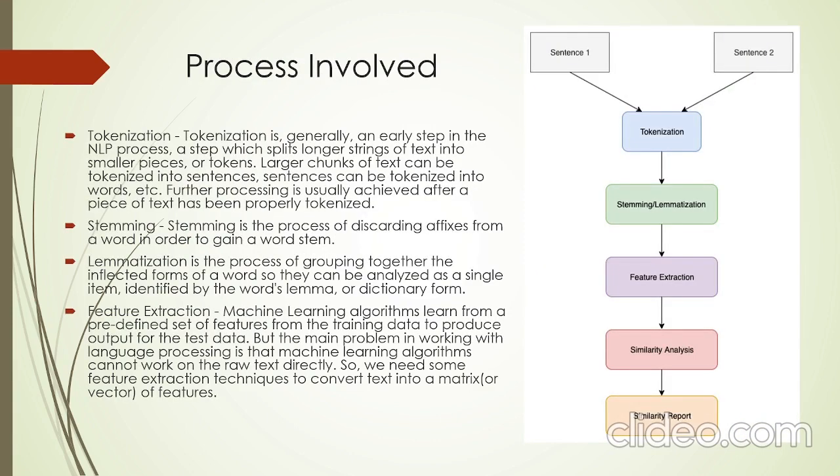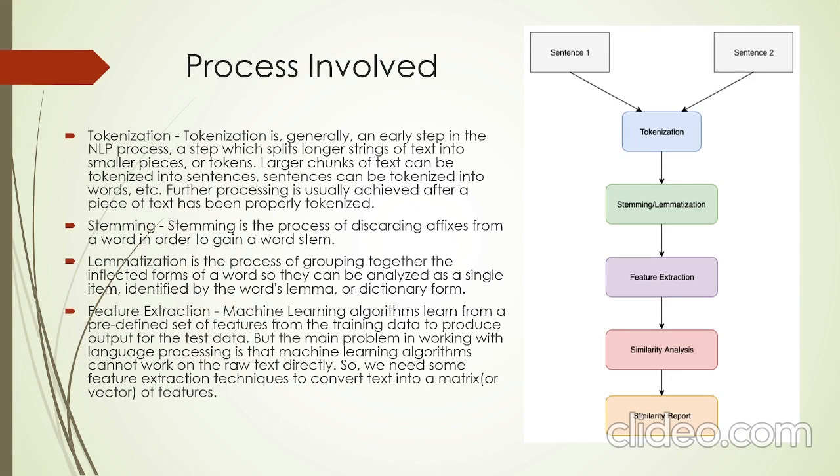So, what are the processes involved in paraphrase identification? First, we take two sentences and we do the following processes such as tokenization, stemming, lemmatization, feature extraction, similarity analysis, similarity report, etc. So starting from tokenization.